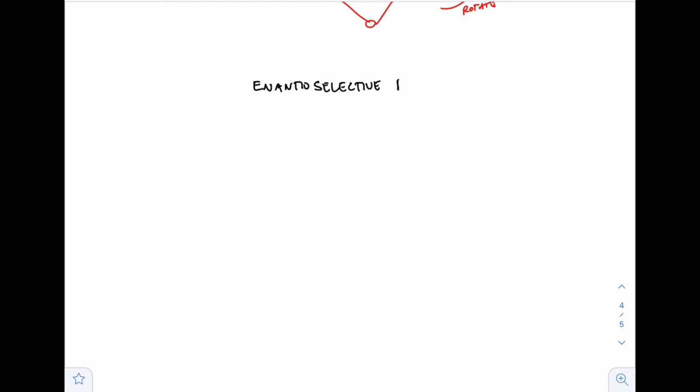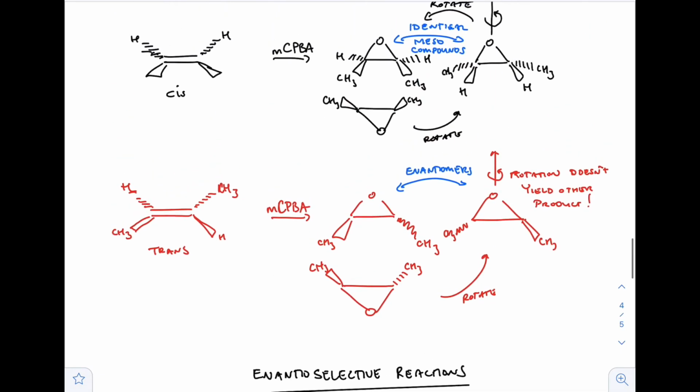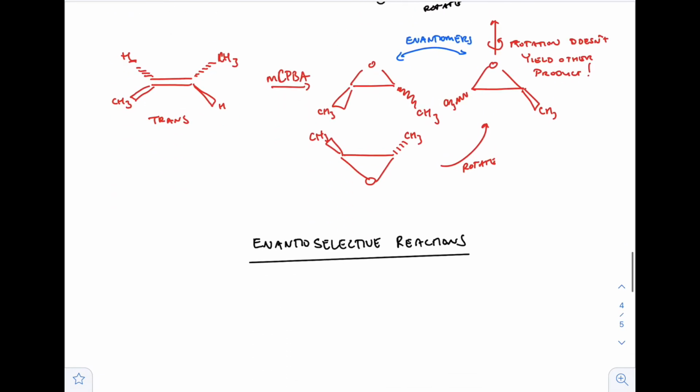Now, the next thing to talk about is actually really cool. I love enantioselective reactions. As you can imagine, I always talk about how stereochemistry is really important and how our bodies are like lock and key.